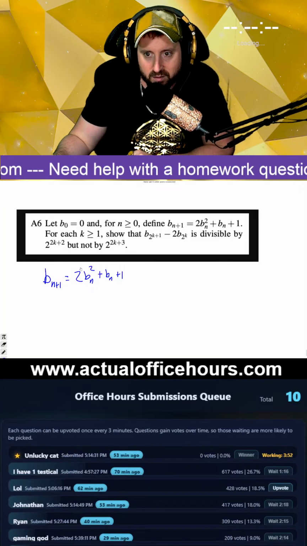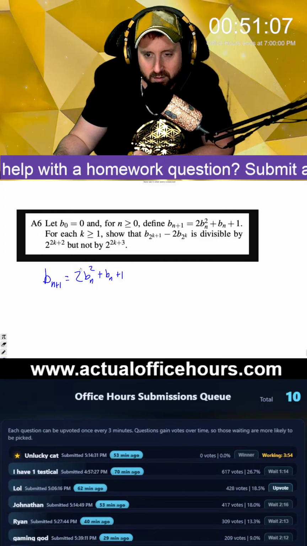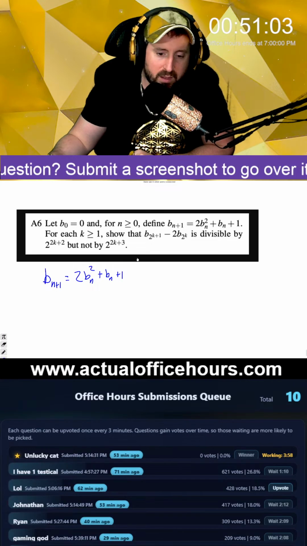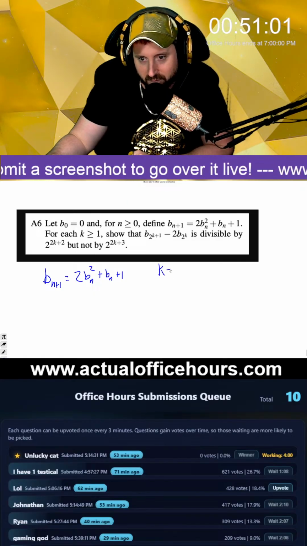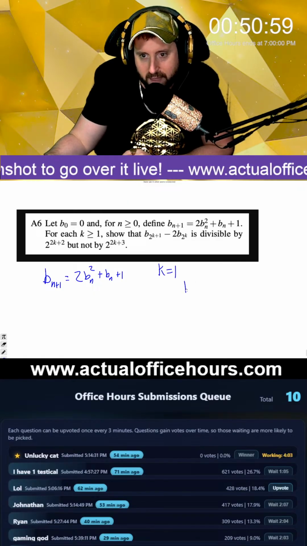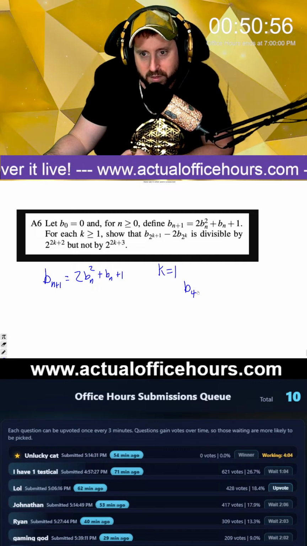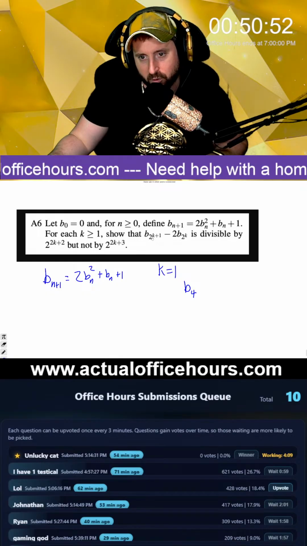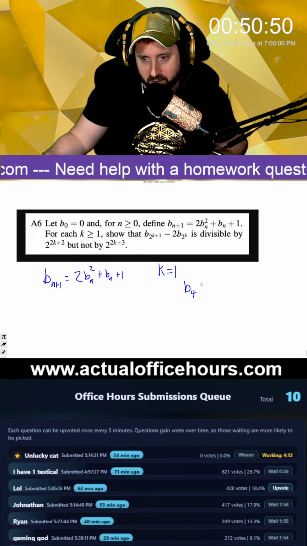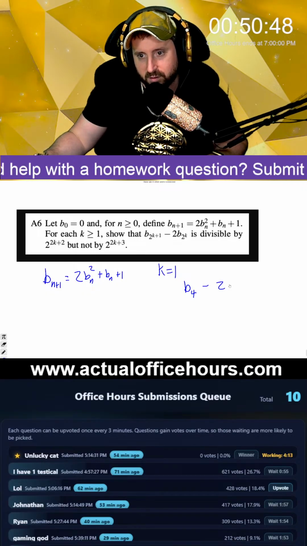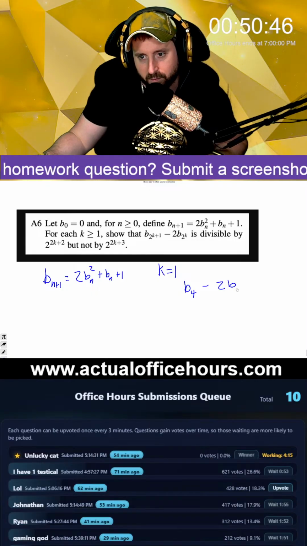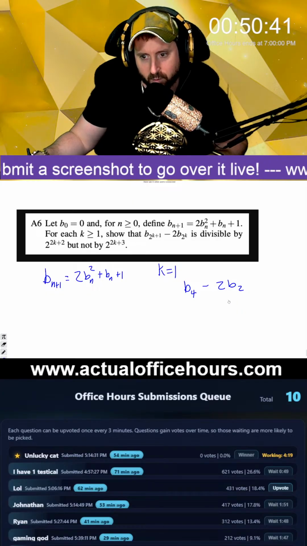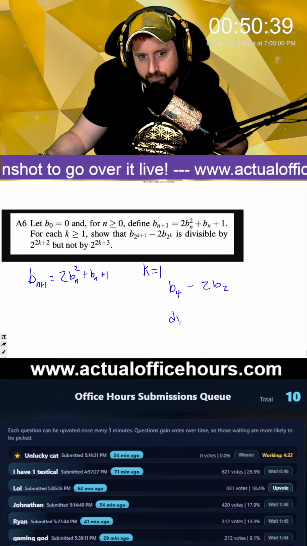Alright. Let me consider k equals 1. Let me just do it. So that would be b to the 4, right? Because 2 to the k plus 1 would be 2 to the 1 plus 1, so that's 2 to the second. And then minus 2b to the 2. And then we're saying this is divisible.